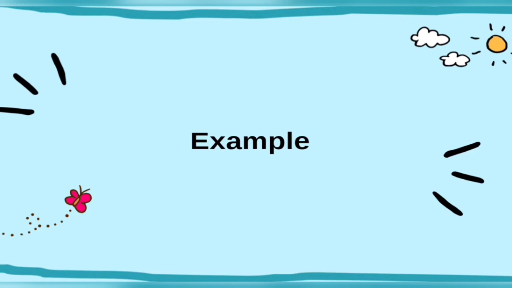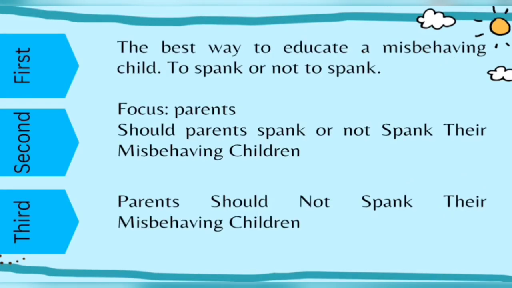So, the first thing that we need to do is obviously to look for a topic to talk about, okay? In this case, the premise that we are going to be working on is the best way to educate a misbehaving child, okay? To spank or not to spank. It is something very easy and at the same time very complicated. It is a very discussed topic between parents, okay?